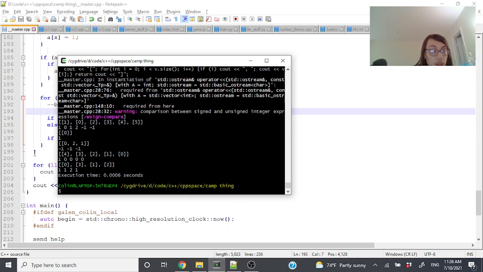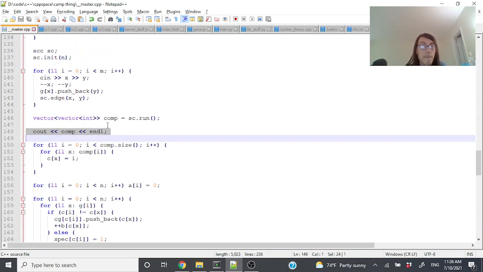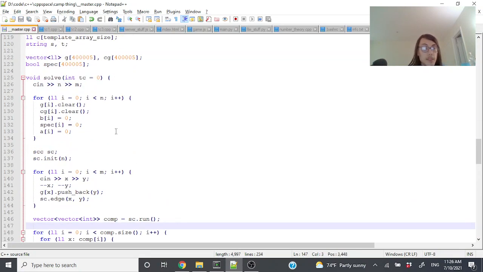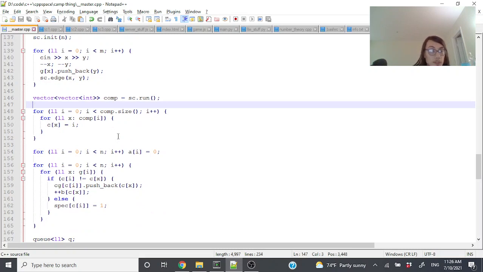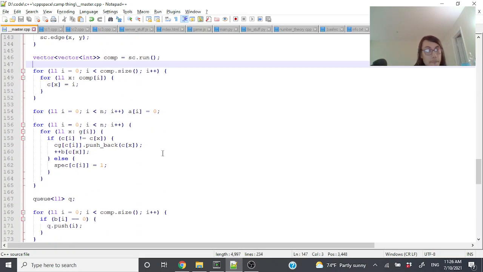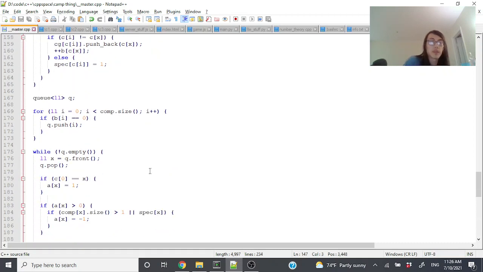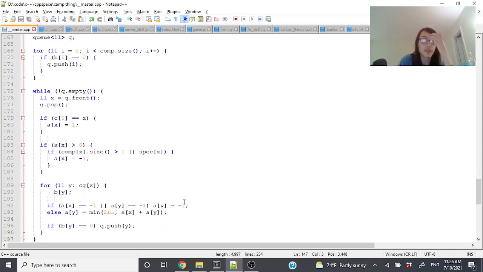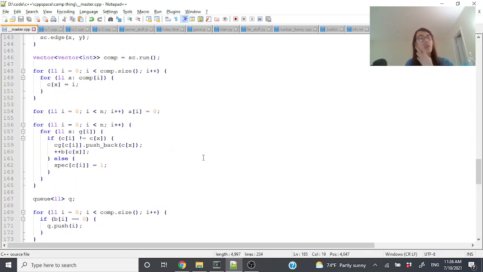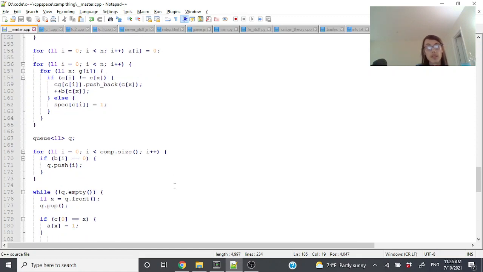Good. Now we're gonna review code again. All right. So all this is pretty clear. We're resetting everything. Run the stuff for each thing. Plus b that bi is equal to 0, q dot push I. While not q dot empty, c0 is equal to x, set it to 1. If that value is greater than 0, if... right, this is the part where it gets kind of weird. So for each edge, if ci is not equal to cx, make the new graph. Otherwise, that node is special, or that component is special.